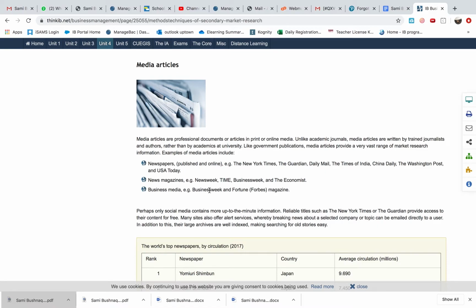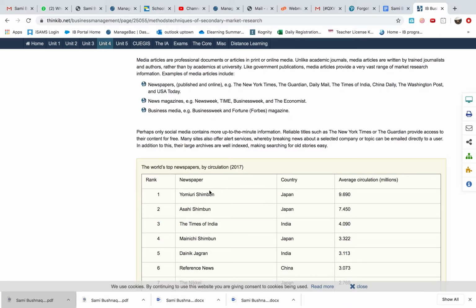Now, online and social media contain up-to-date information. So print media and stuff, the minute it's printed, it's already old news, right? Social media can be live updated constantly. Reliable titles like the New York Times or The Guardian provide access to the content for free. Many sites also offer alert services so that whenever anything new comes out, you get a big ping: breaking news, breaking news.